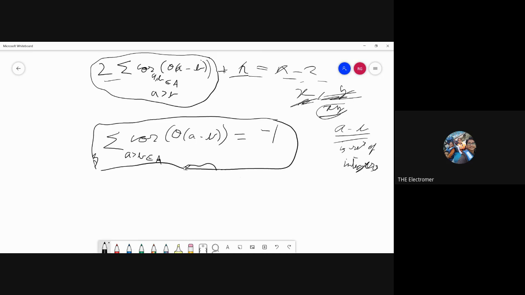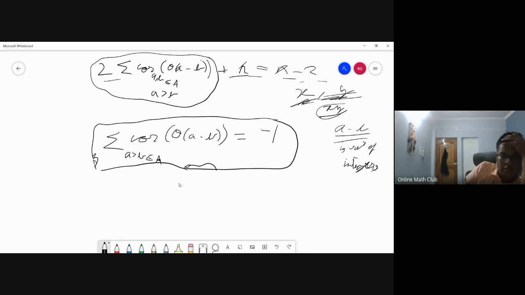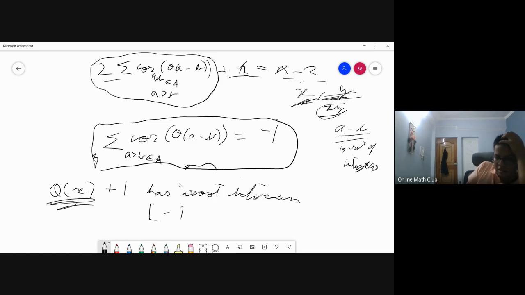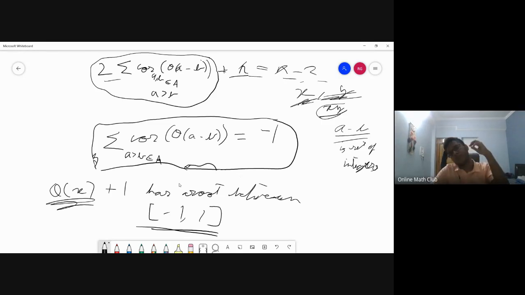Yeah. Okay, so maybe, wait, okay, no. Let's say our polynomial is q of x, right? Now, q of x plus 1 has a root between some range. Finding one in this range is all we want. That does not seem all that bad, honestly.